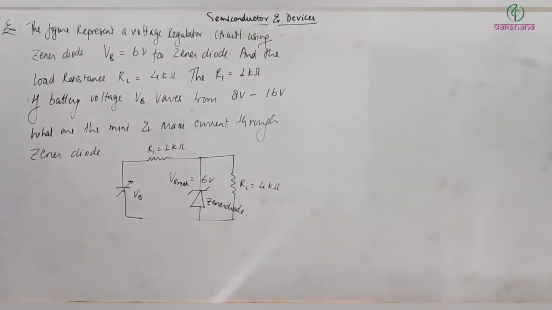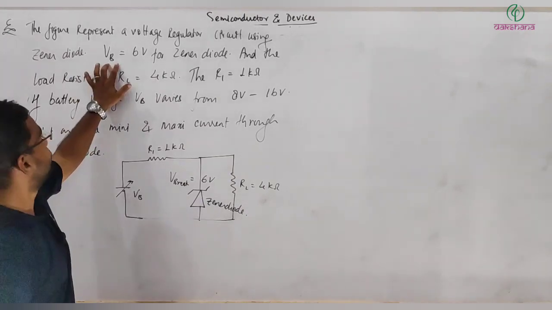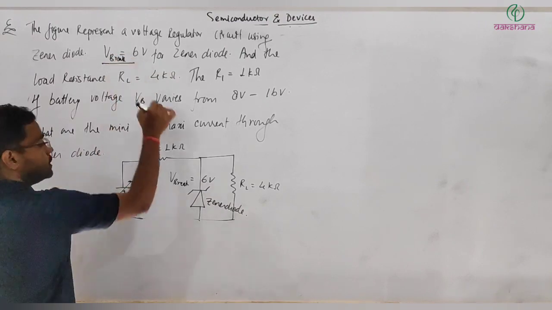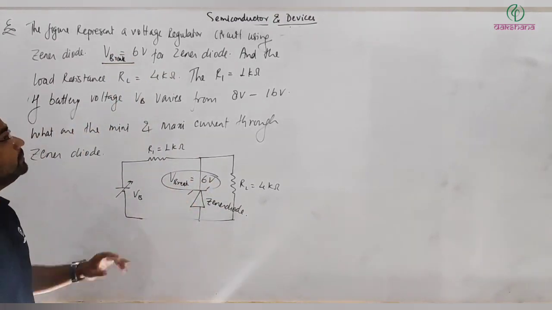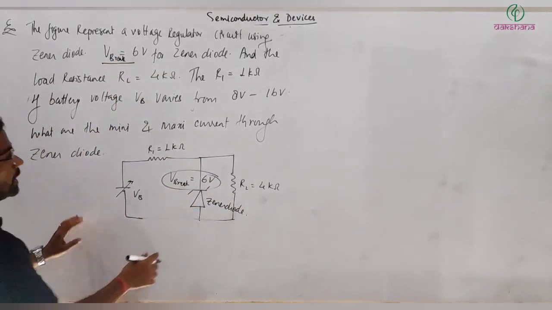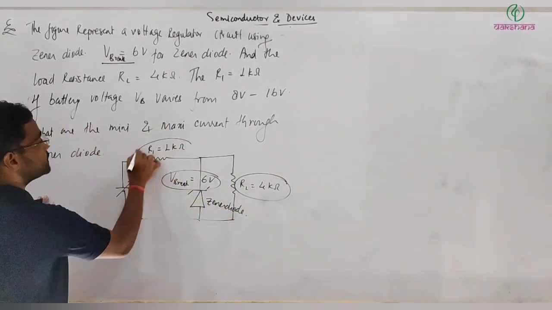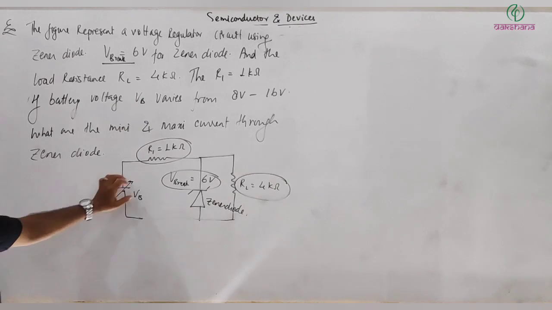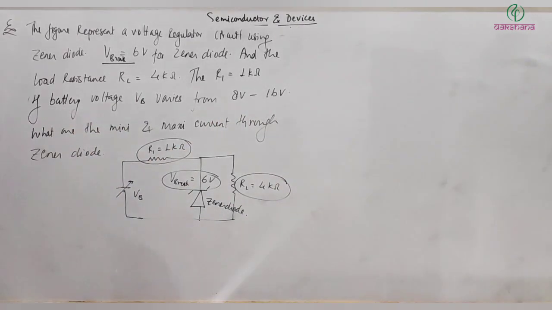Okay, so let's see the next problem here. This is also based on Zener diode. A figure represents a voltage regulator circuit using Zener diode. The breakdown voltage for the Zener diode is 6 volt, the load resistance RL is 4 kilo ohm, and the series resistance is given as 1 kilo ohm. Voltage VB can vary from 8 to 16 volt, and we need the minimum and maximum Zener current. I think this is also a straightforward problem.